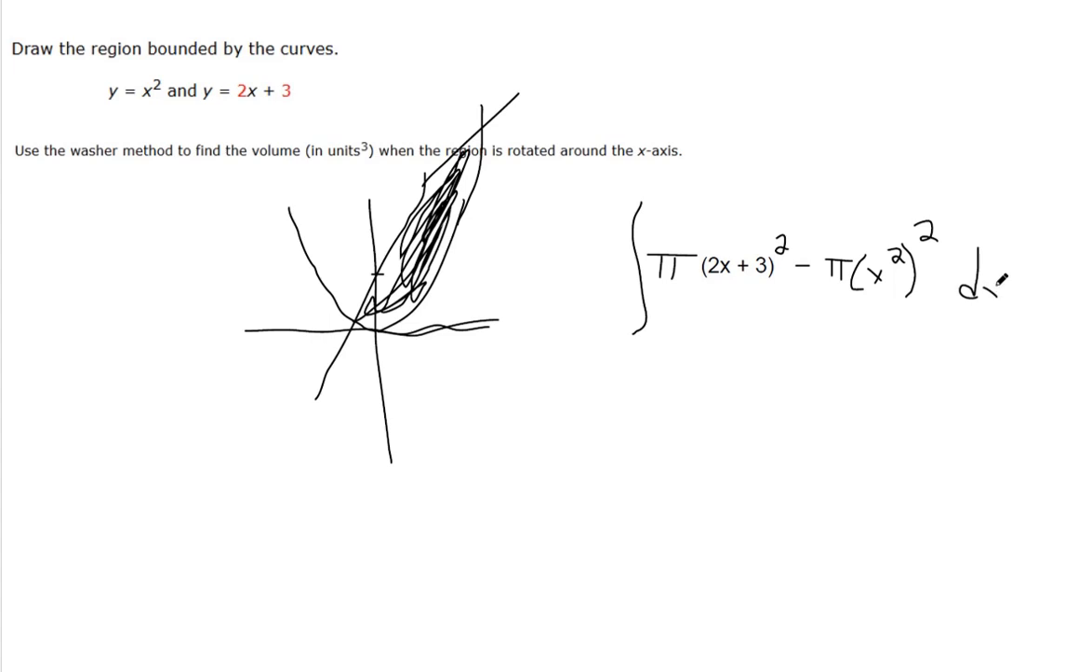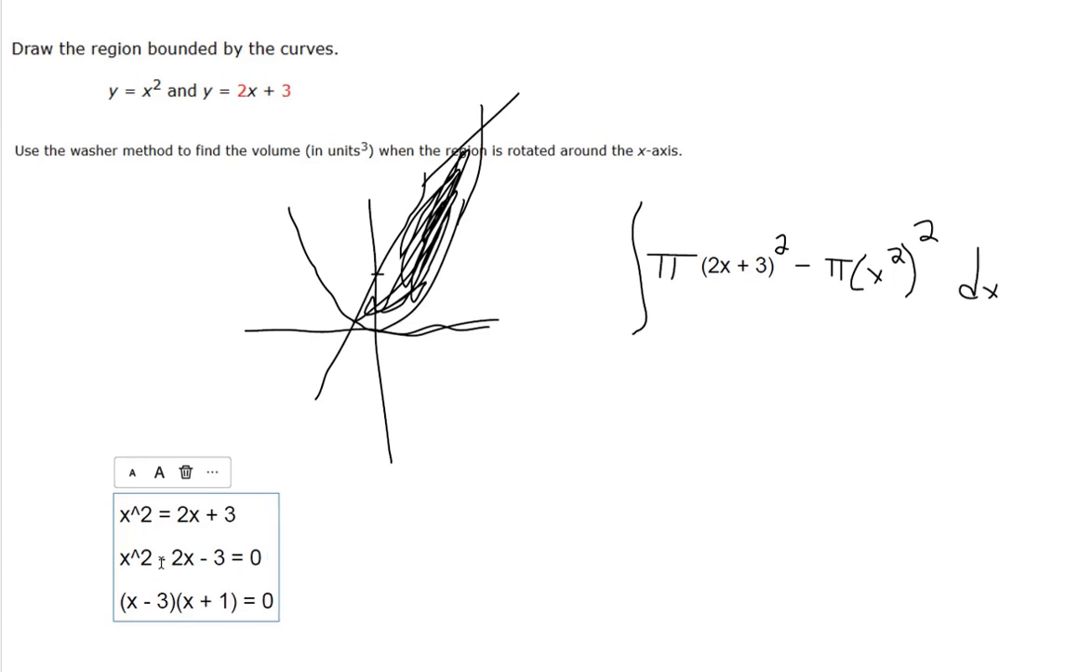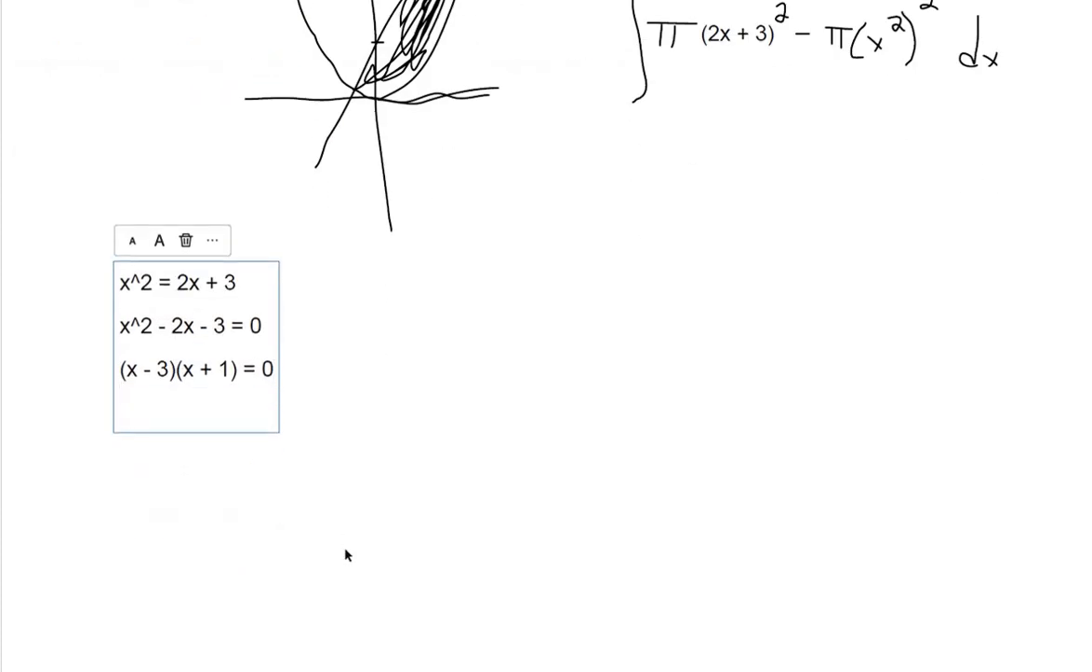The last thing we need is just the limits of integration. We need to find out where these two curves cross. So you'd set the two curves equal to each other and solve. So if I get that equal to 0, and then if I factor x minus 3 and x plus 1, I found two numbers that multiply to be negative 3 but have to add to be negative 2. So we get x equals negative 1 and x equals 3. So those are our limits of integration.